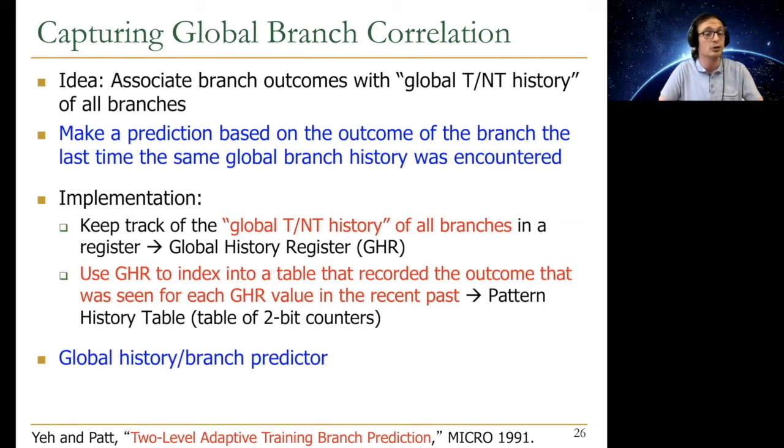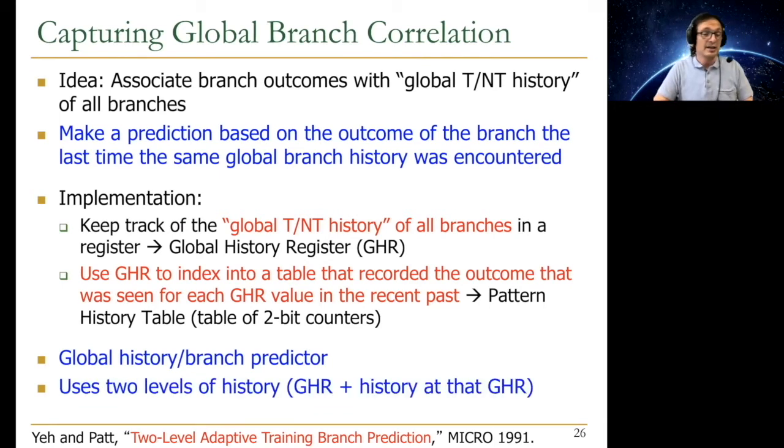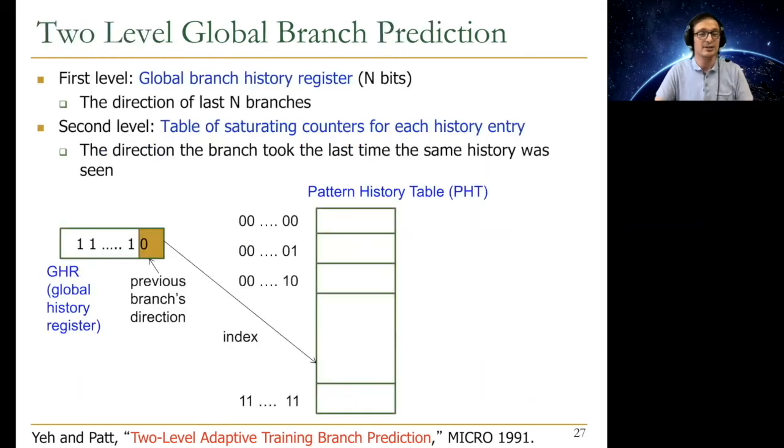So this is called the global history or global branch predictor. It uses 2 levels of history because you keep 1 level of history in the global history register. These are the directions of the last n branches. And also you keep history in the pattern history table, the table of 2-bit counters, essentially which outcome we have seen when we saw that global branch history last. Essentially, we're matching a pattern. Whenever we saw this pattern of history register last time, this is what happened to this branch or whatever branch we were executing. And we're going to memorize that pattern and use that as a prediction in the future. So let's take a look at the implementation of it.